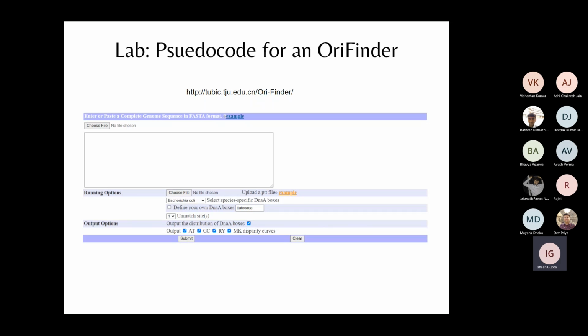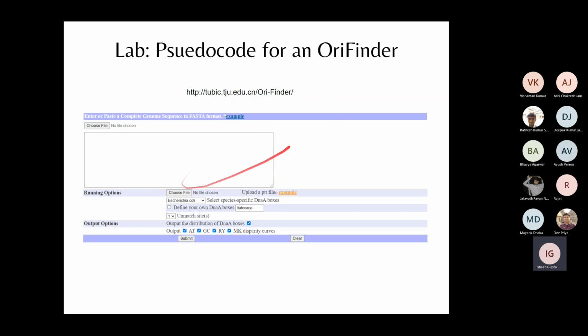Can somebody tell me what was the first bacteria that was sequenced? Haemophilus influenzae, yes. So maybe you can take Haemophilus influenzae's bacterial genome from NCBI and stick it here, run it, and find out where the origin of replication lies.